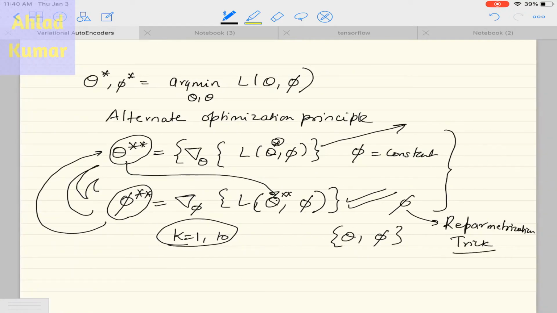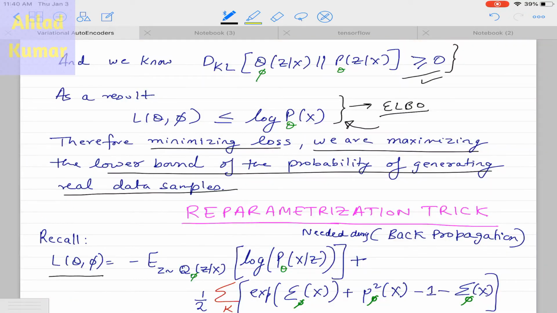As you can recall our earlier derivation for the loss function, which is defined here, we will find the optimal values of theta and phi by taking the derivative with respect to theta and with respect to phi.